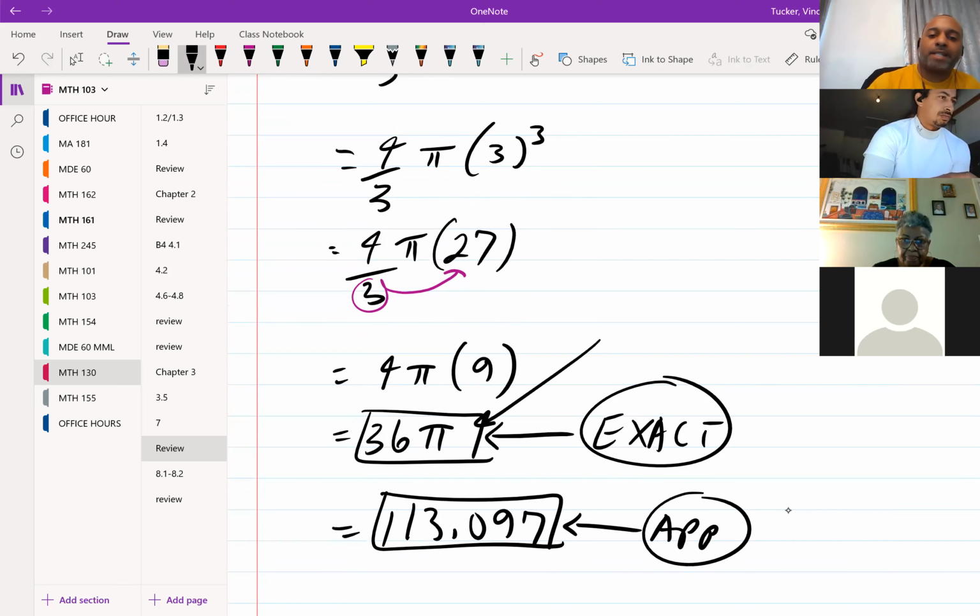Your answer with pi still in it is exact. So you simplify all the numbers around pi, and that's your number with pi still there. That's your exact answer, because pi is 3.14159, blah, blah, blah. As long as that symbol is there, that represents all of pi. But once you round it off, whether you use 3.14 or you round it after you do your multiplication, now you have approximated the answer.